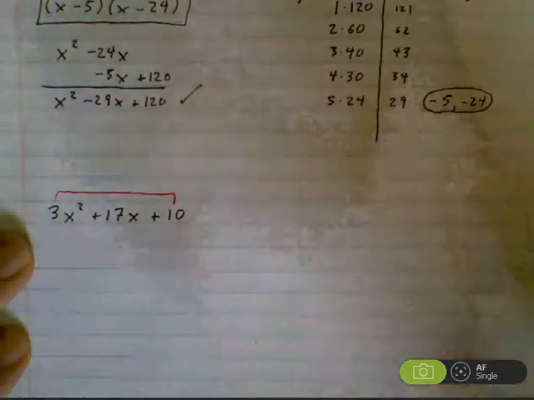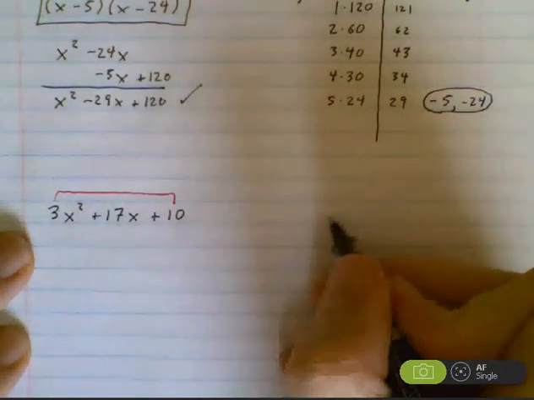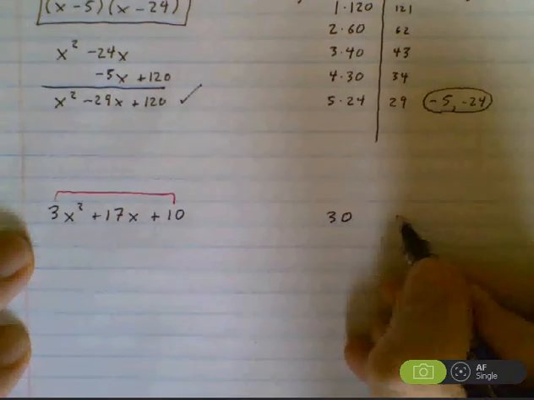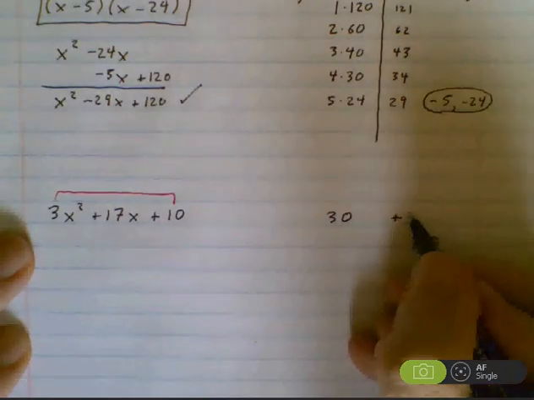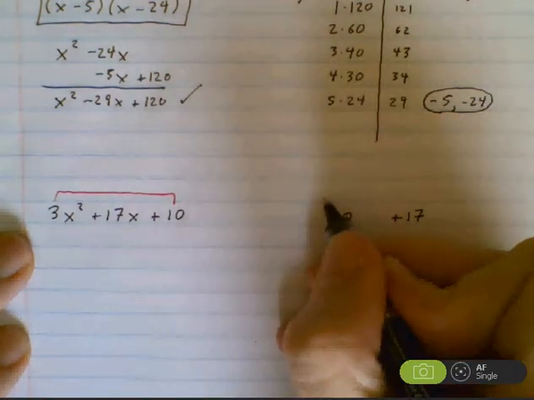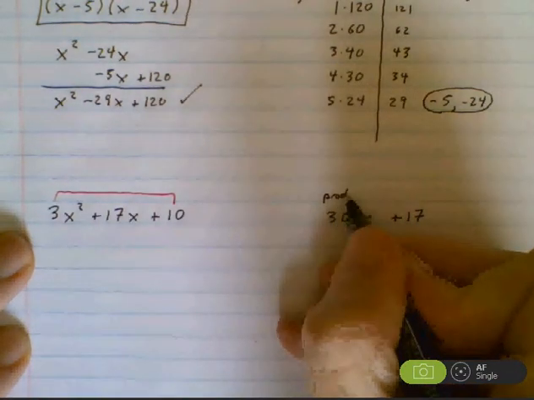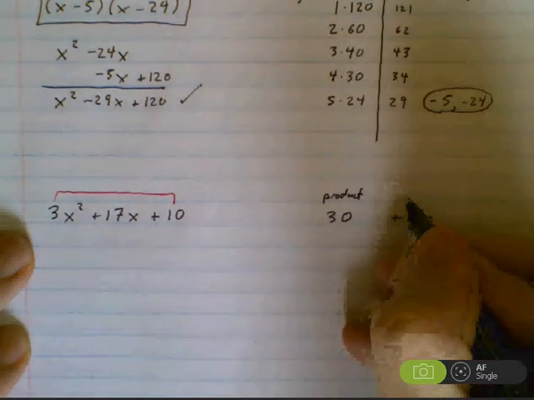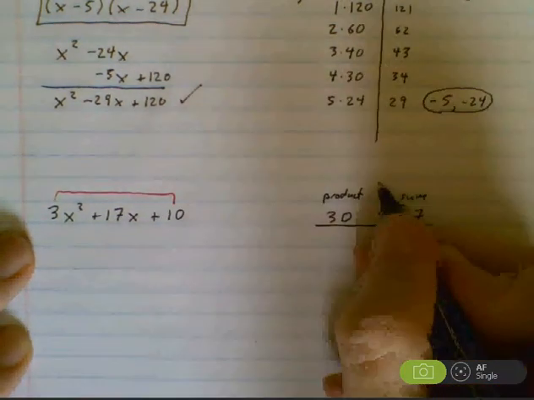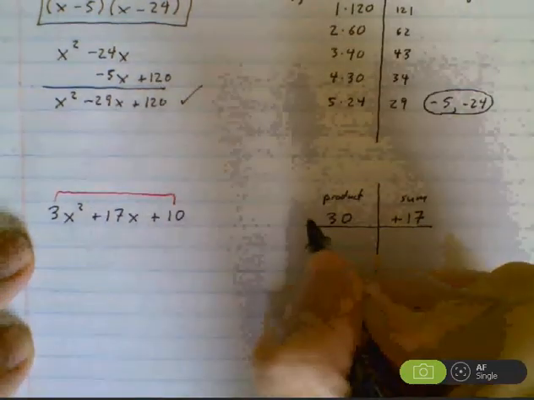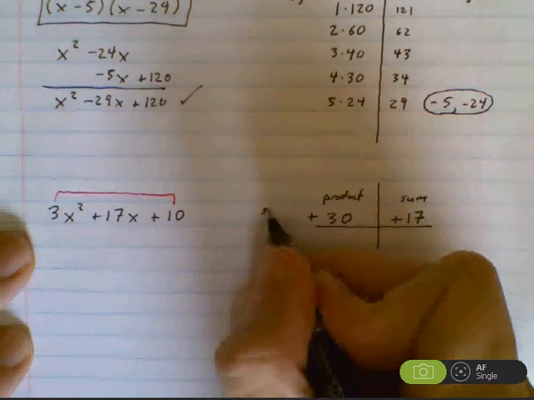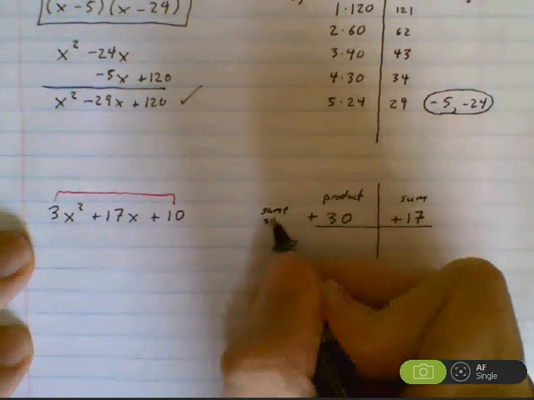The middle term has a coefficient of positive 17. And again, we're going to look for two numbers whose product is positive 30 and whose sum is positive 17. The 30 is positive, so that means the two numbers have to have the same sign. The sum is also positive, so we know that the answers are both going to be positive.